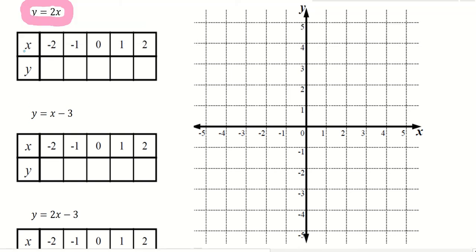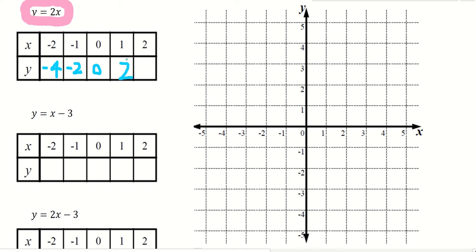All right, so if x is equal to -2, everything that x is equal to, so all these numbers here, we're going to times by 2. So if x is equal to -2, let's times that by 2, and you'll get -4. All right, if x is -1, again, our rule's times by 2, so we're going to times this by 2, and we'll get -2. All right, let's times 0 by 2, we get 0.